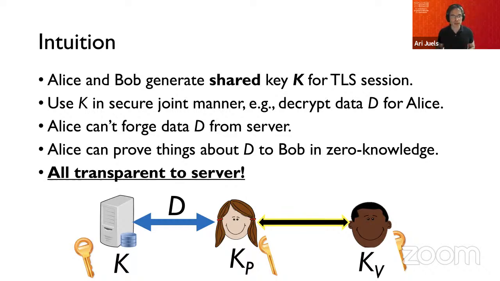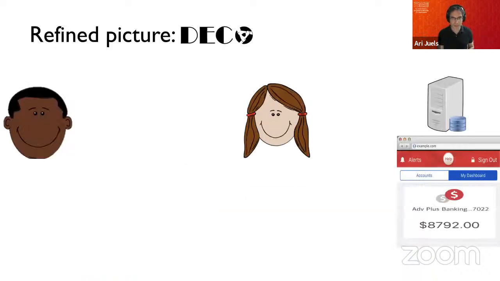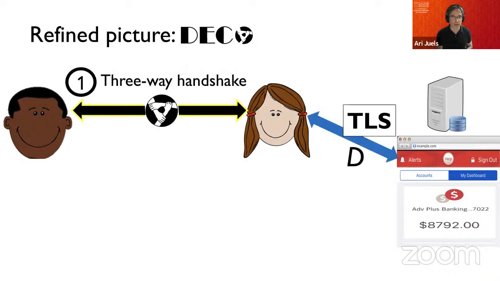A really important observation here is that this process of splitting the key on the client side between Alice and Bob is transparent to the server. There's no modification to TLS, and the server actually has no idea that this joint protocol is taking place. This two-party protocol is taking place between Alice and Bob in the background. As far as it's concerned, it's just talking to an ordinary client, just talking to Alice in particular. This approach enables a refined picture of how DECO works.